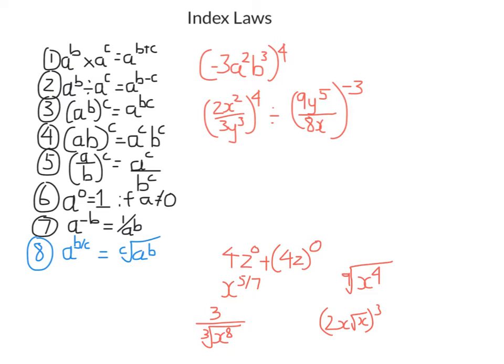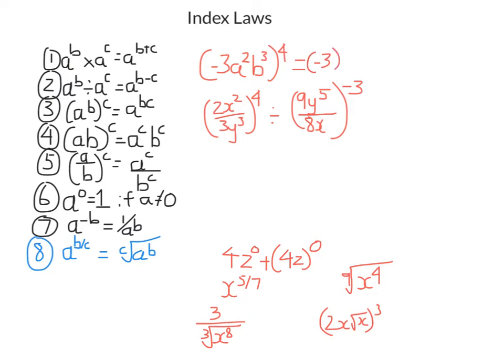So let's look at this first one here. It actually uses a few different index laws. Firstly, we have a product in the brackets, so we're going to use this index law here. Number 4 basically says if you have something in brackets raised to a power, you raise everything in the brackets to that power. So I'm going to start by raising minus 3 to the power of 4.